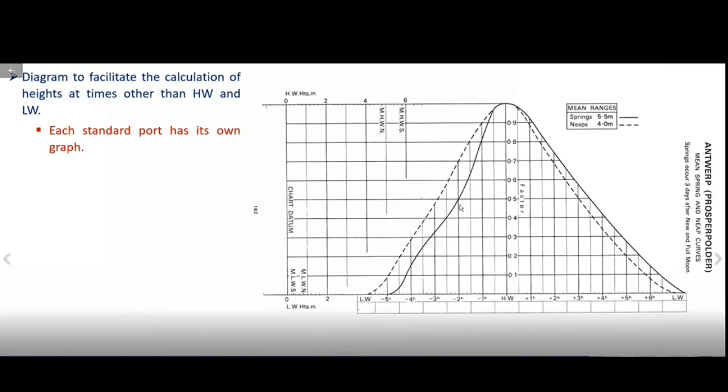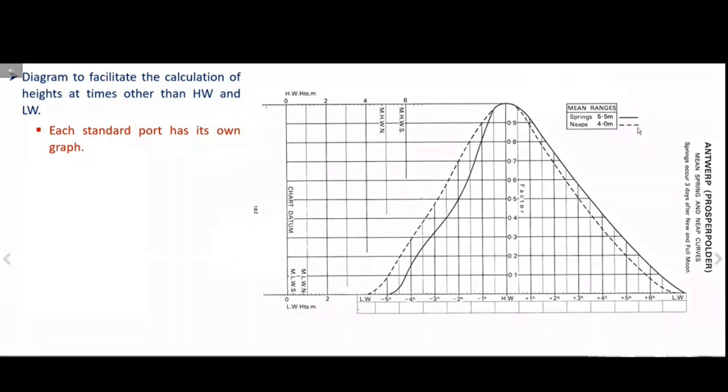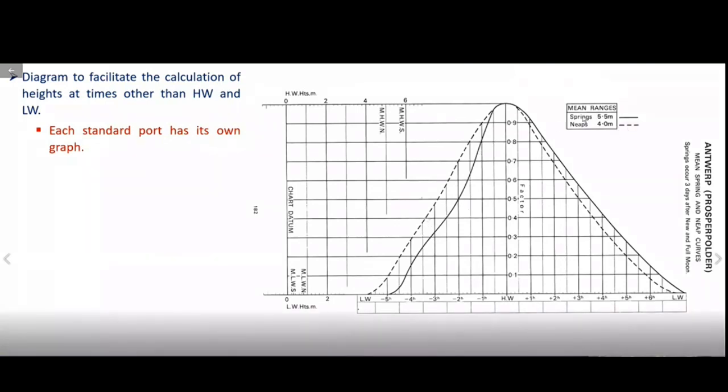So two lines which you see here, the dotted line and the solid line. Dotted line represents the neap range, that is 4.0 meters in this case. And the solid line represents the spring range, which is 5.5 meters in this particular port.